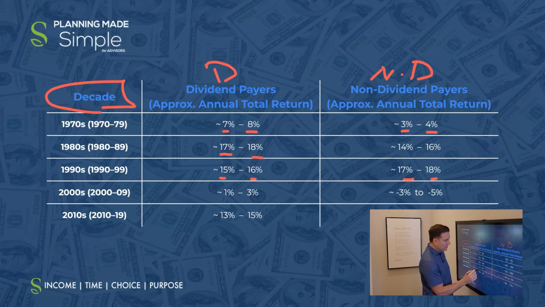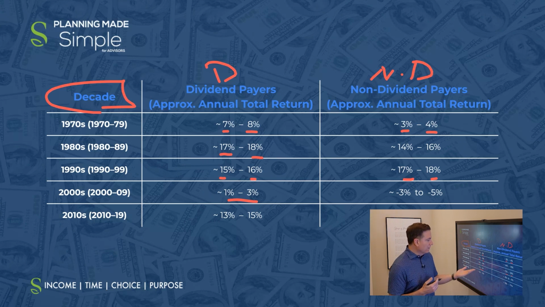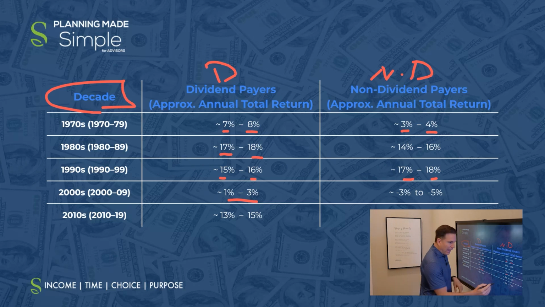In the 2000s, dividends did about 2% over that decade. I would argue it was more than 2%, but we got this information from a research company, so I'm not going to debunk it, but I actually think it was a little bit higher than that. Where growth stocks for an entire 10-year period averaged a loss of about 4%.